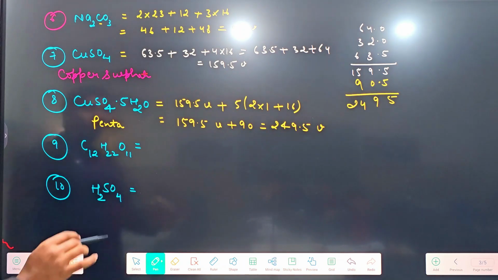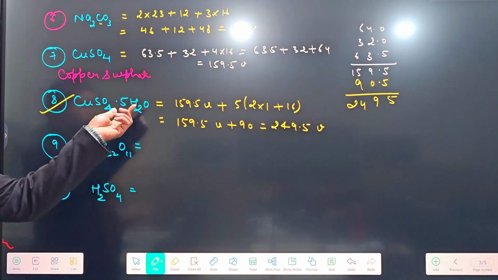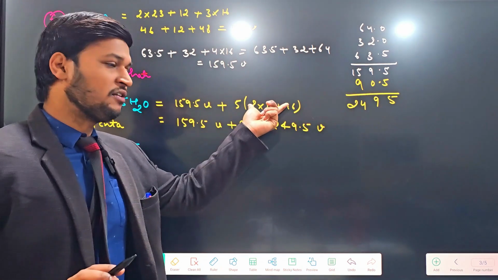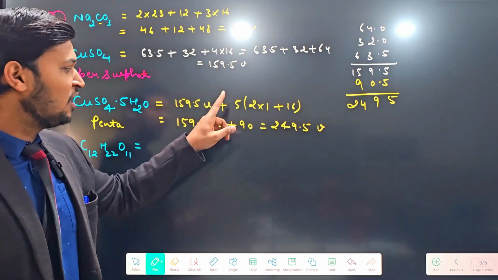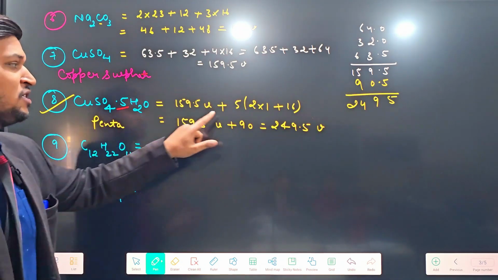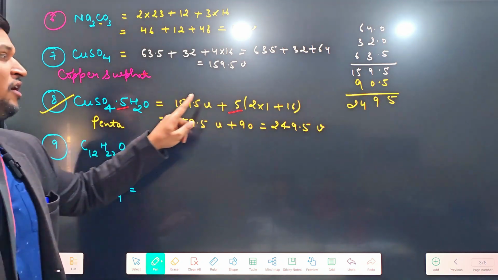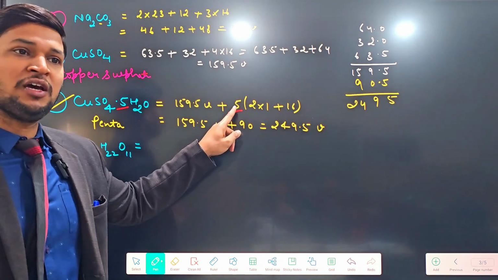I guess you won't be confused about such compounds which have an extra molecule of water. You only have to add this part, with the number which is given here. Like here 5 is given, so we have written 5. If there had been 10 in place of 5, what would you be writing here?